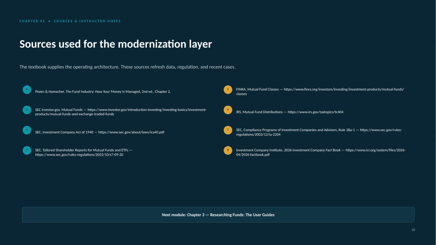The source page is the refresh register for Chapter 2. Posen and Hamacher provide the operating architecture, while the SEC, FINRA, the IRS, the OCC, and the Investment Company Institute provide current rules, investor guidance, and industry data. These sources should be reviewed before each new course offering because reporting formats, regulatory deadlines, and product practices can change.